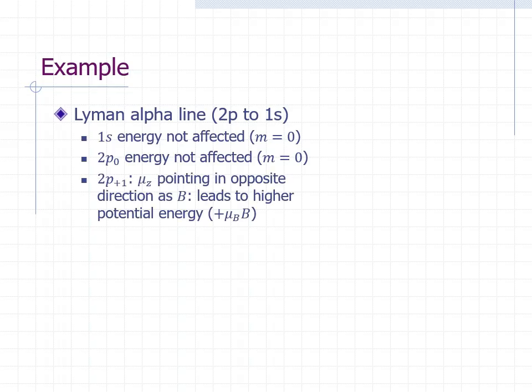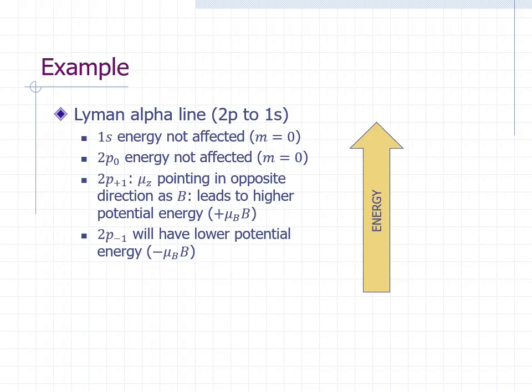But an electron in the 2p plus 1 orbital will have a higher energy by an amount equal to mu sub B times B. And an electron in the 2p minus 1 orbital will have a lower energy by an amount equal to mu sub B times B. We say that the presence of an external magnetic field lifts the degeneracy of the three orbitals in the 2p subshell. Let's visualize this with an energy level diagram. Let's say that this is the energy level for the 1s orbital, with or without the external magnetic field. All three of the 2p orbitals will be at a higher energy level. Let's say this is the 2p energy level without the magnetic field. The presence of an external magnetic field would lower the energy of the 2p minus 1 and raise the energy of the 2p plus 1.